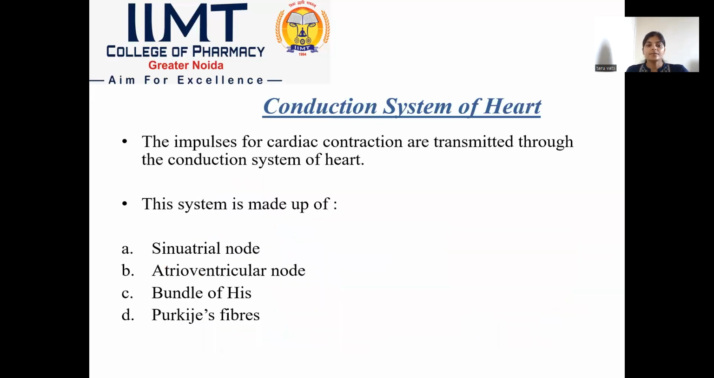Moving to the next slide, conduction system of the heart. See, the heart has the ability to contract and the ability to generate electrical impulses. So we will cover that in this slide. The impulses for cardiac contraction are transmitted through the conduction system of the heart. This system is made up of the sinoatrial node, atrioventricular node, bundle of His, and Purkinje fibers.